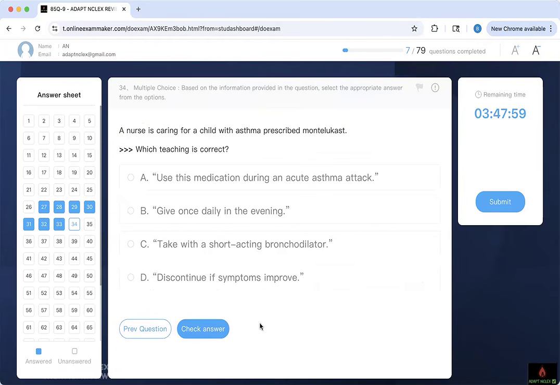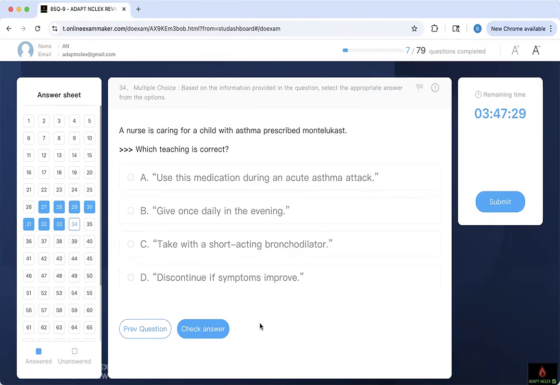A nurse is caring for a child with asthma. Prescribe Montelukast. I told you, long-term therapy. Which teaching is correct? It is based on the concept. Use this medication during an acute asthma attack. Give 1 dose daily in the evening. Take with a short-acting bronchodilator. Discontinue if symptoms improved. Which one is appropriate? Pick your answer and let me know what you think.